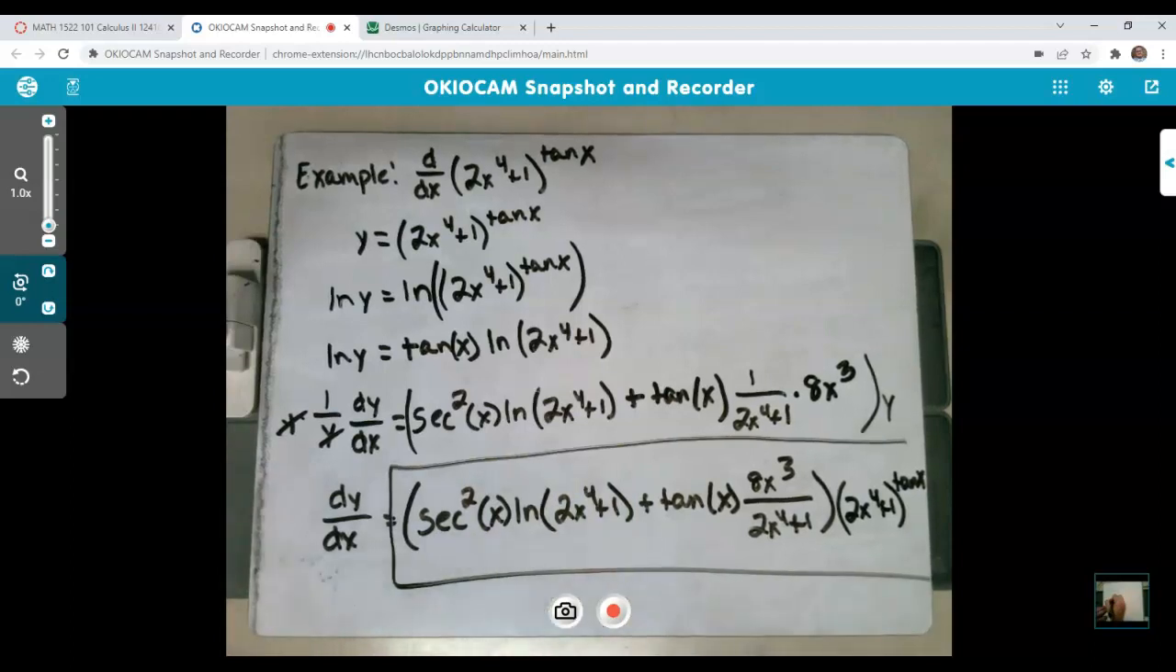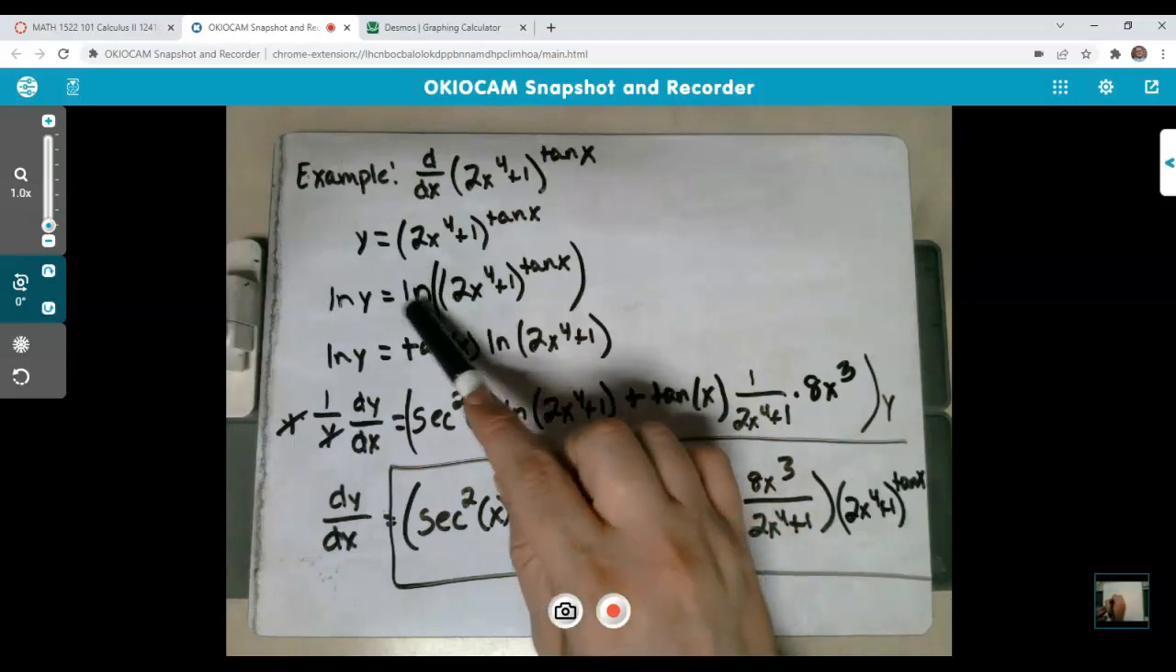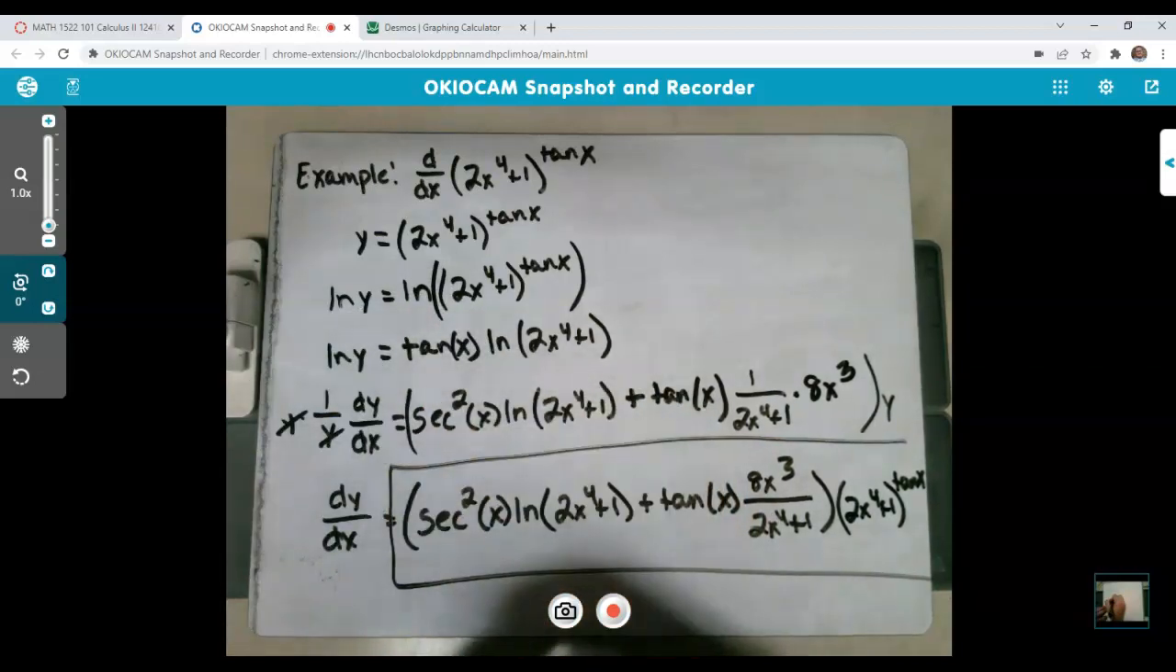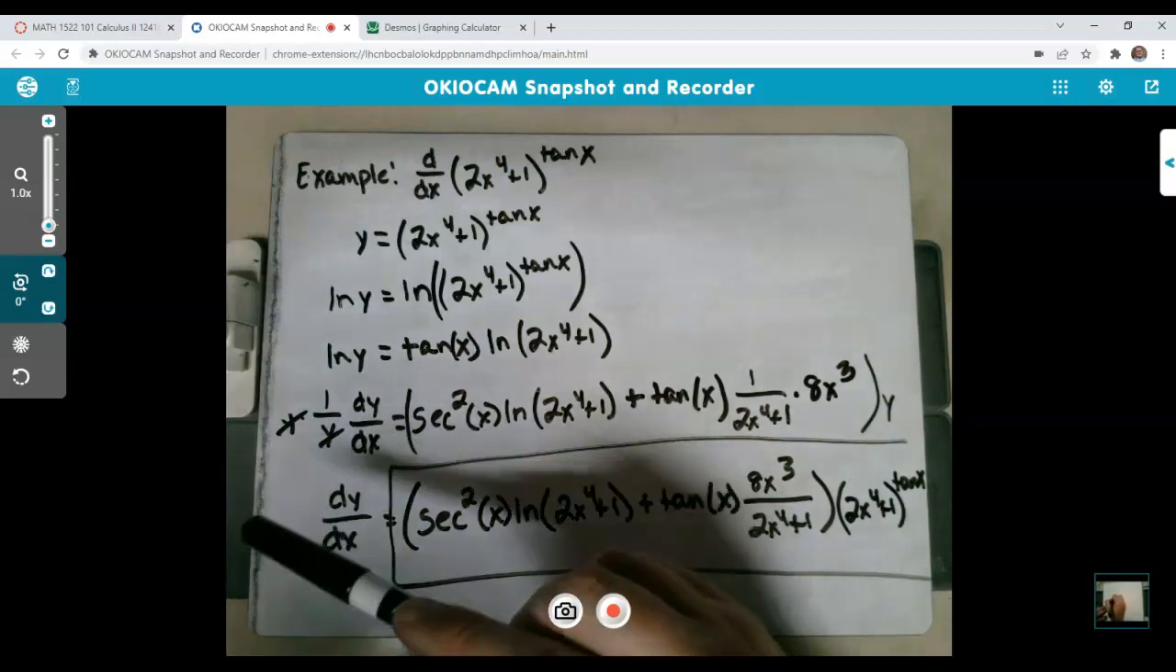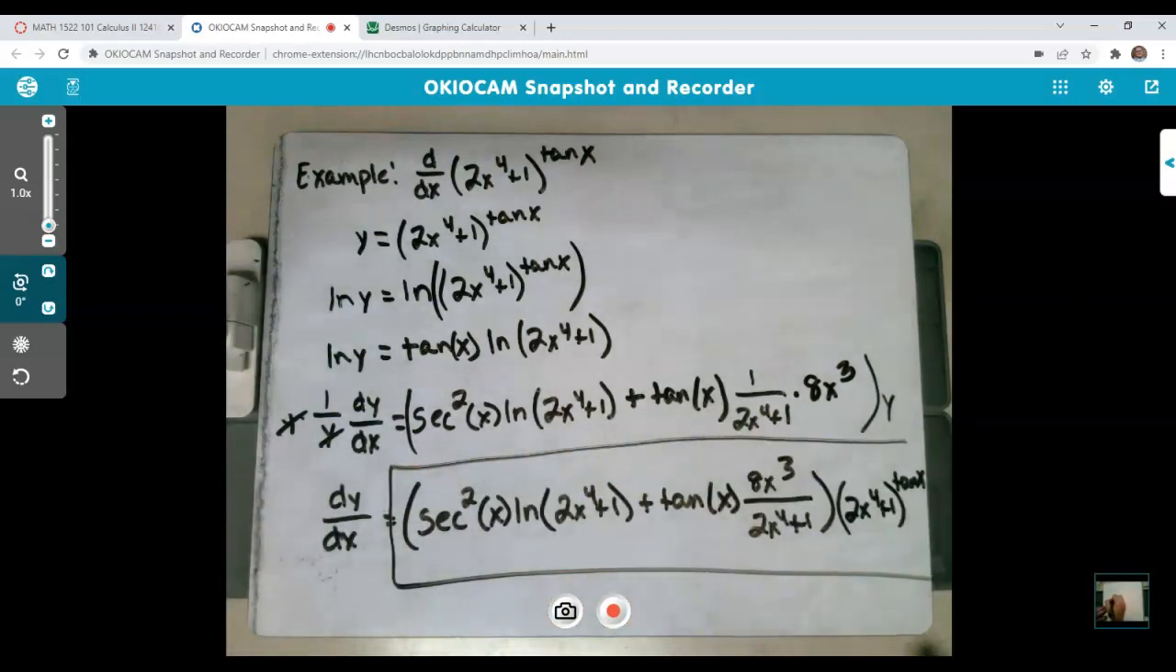Again, we wanted our power down to the front so that I could use the product rule. And so I've got to put it inside of a logarithm. So that's exactly what we did there. Let's do one more example of this.